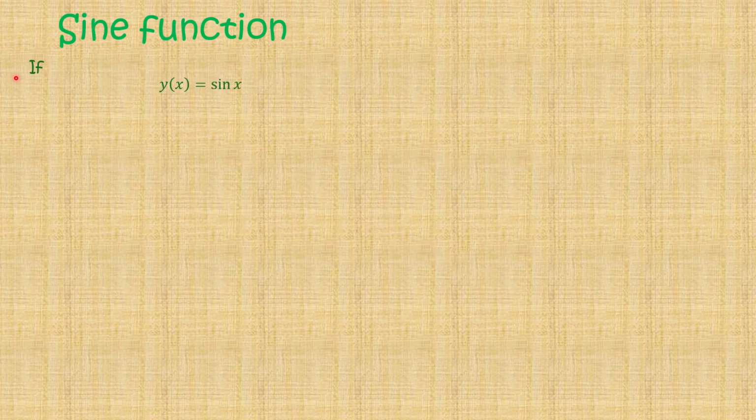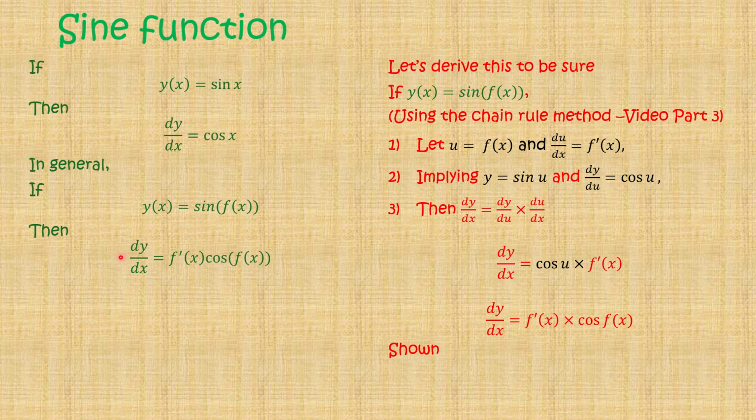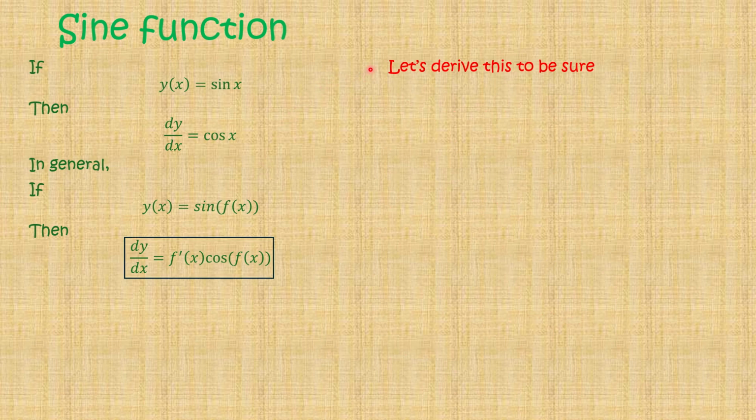Now recall, if y of x is equal to sine x, then dy/dx is equal to cos x. And in general, if y of x is equal to sine of f of x, then dy/dx becomes f prime of x times cosine of f of x. Let us verify what we have. We are going to derive the dy/dx.